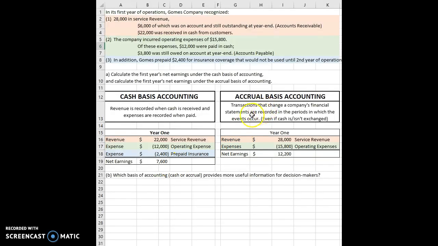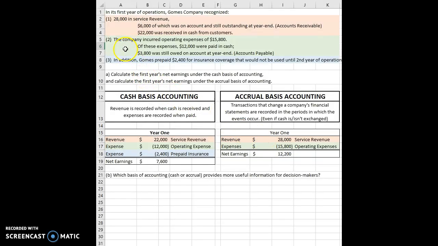Next, we go to accrual basis accounting, which in the book is stated as transactions that change a company's financial statements are recorded in the periods in which the events occur. One thing I want to point out is that's even if cash is or isn't exchanged for the things that happen during that time. So we have $28,000 total in service revenue, which is what was done during the first year of service. So we are going to put that as our revenue value. Even though we've only received $22,000, the entire amount of service revenue was completed in year one. So we're going to put that value under our revenue in year one for accrual basis accounting.